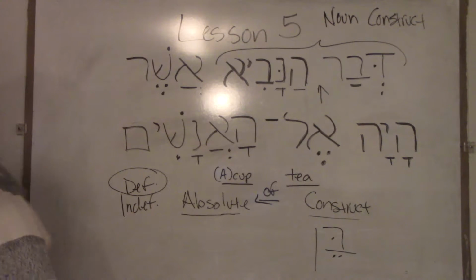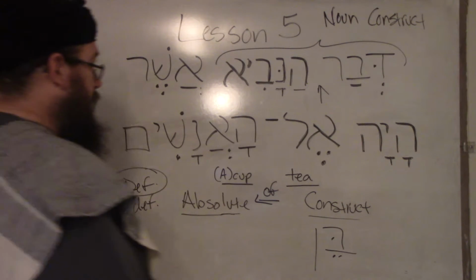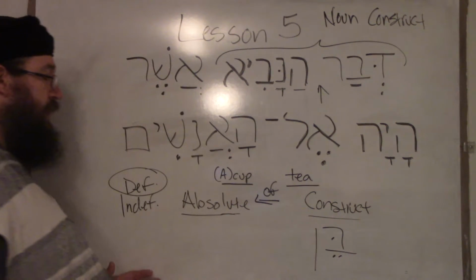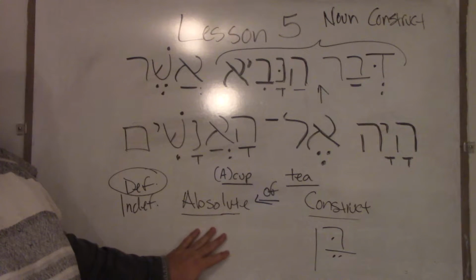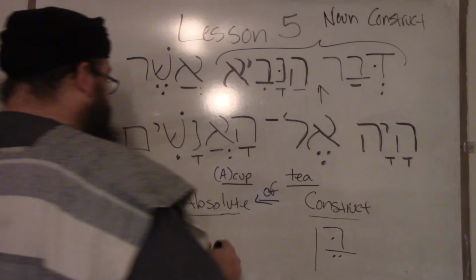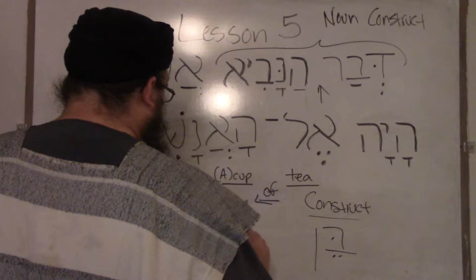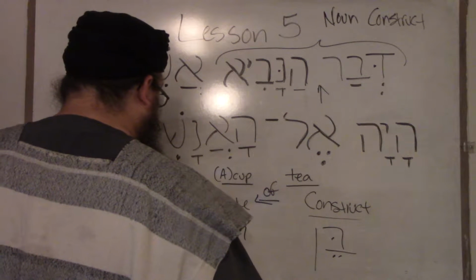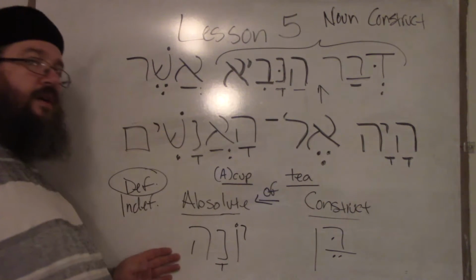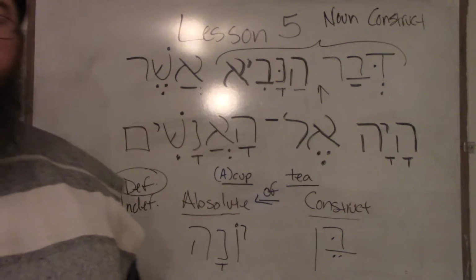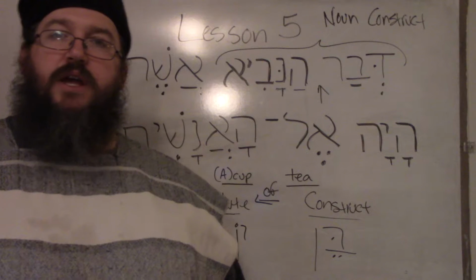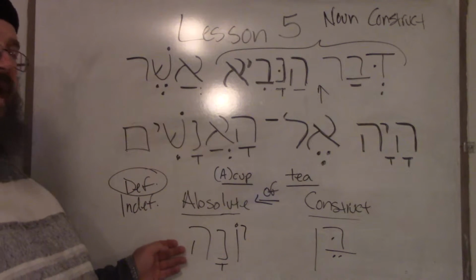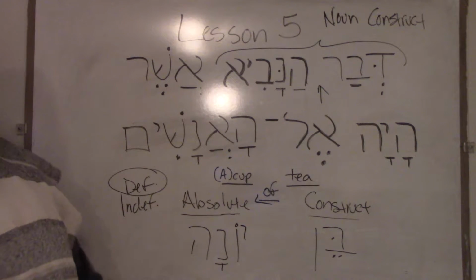So let's talk about this limbo noun construct. In this limbo noun construct, the absolute we're going to make definite, okay? So here the absolute is going to be the word Yonah. Yonah we're going to say is a masculine noun, just like the prophet Yonah, okay? Ben Yonah. So what do you think Ben Yonah means?